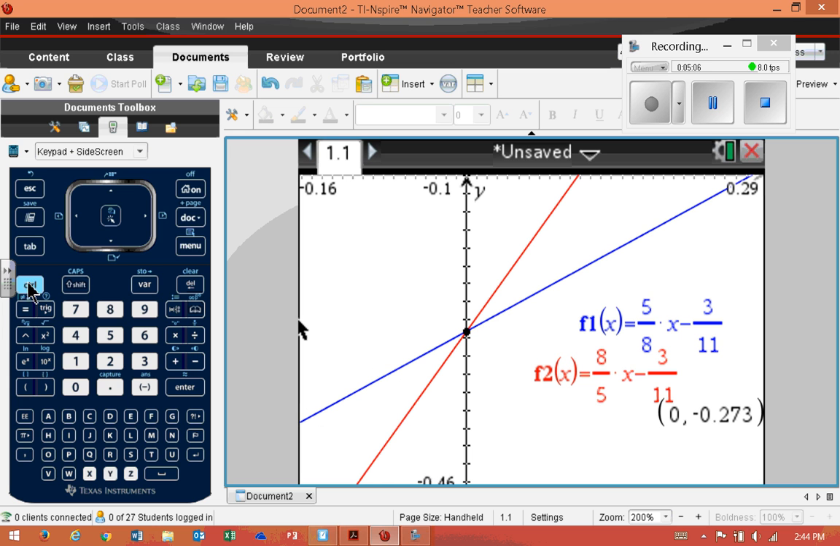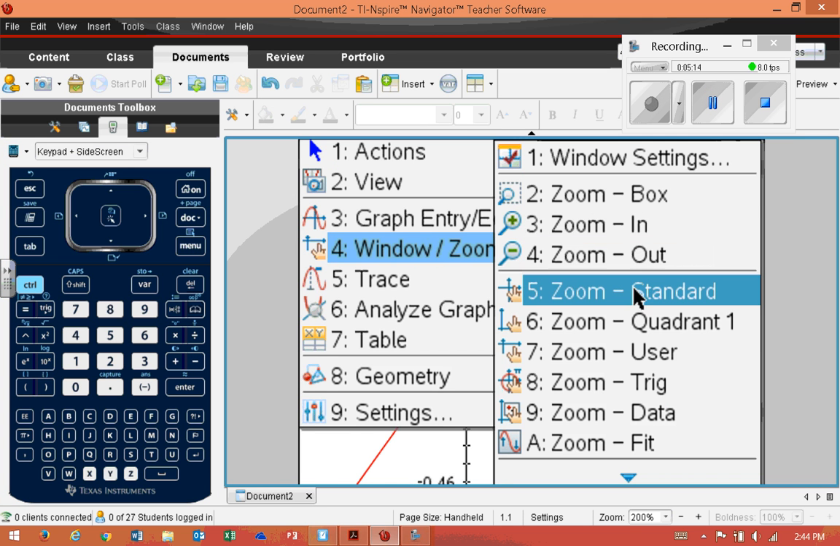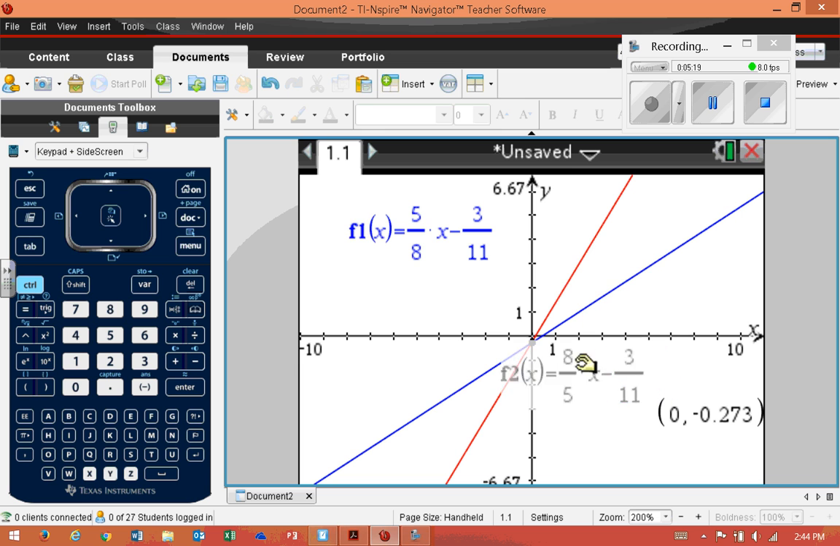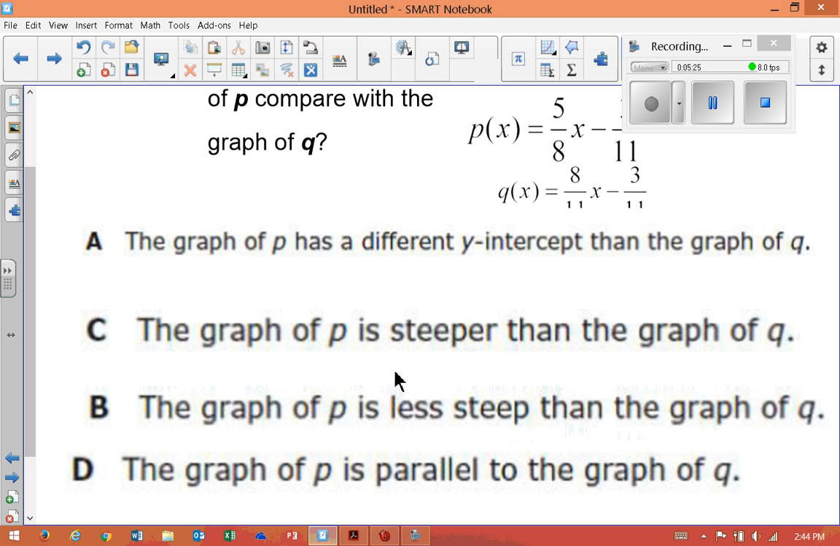Okay, well, let's go. I'll reset my window back the way it was. So let's just go to menu, zoom, standard. That's where we were in the beginning. Let's move all this over. Okay, there's P and there's Q again. All right, so they have the same y-intercept. The next thing we want to check out is whether the graph of P is steeper than the graph of Q.